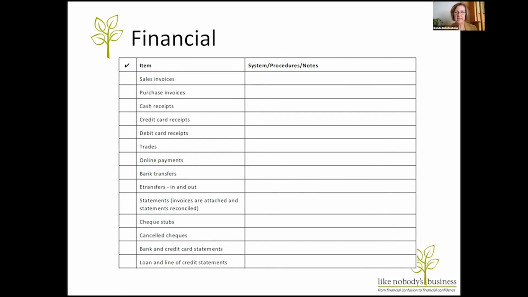Check stubs and canceled checks is another important one. I personally like to have copies of all my canceled checks. On a bank statement, the only thing identifying a check is its check number and the check amount. If you don't have the canceled check and these checks are not coming from a printer, then you may not have a clue to whom that was written, or for what. So canceled checks are really important on bank statements. It doesn't mean you have to print them all off, but it is important to have a record of them.